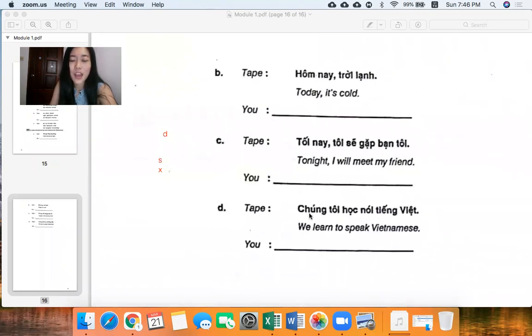Đi, chúng tôi học nói tiếng Việt. Chúng tôi học nói tiếng Việt. Chúng tôi học nói tiếng Việt.